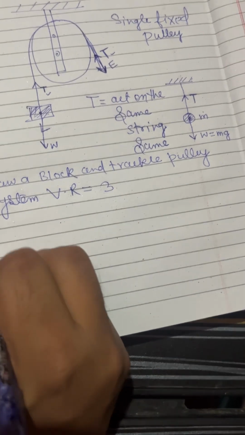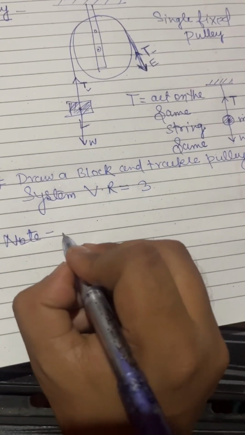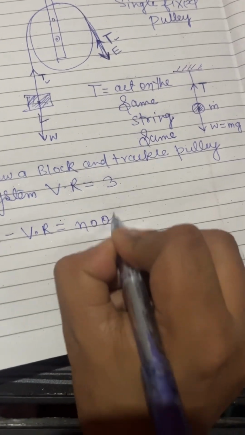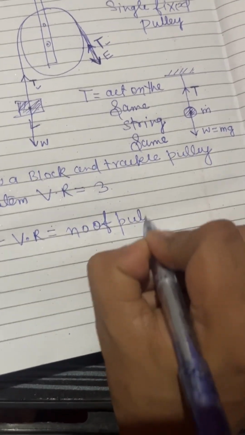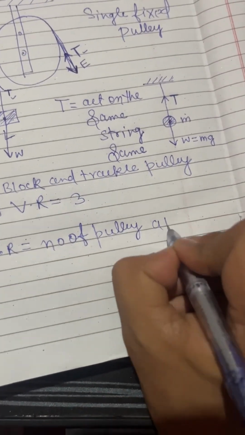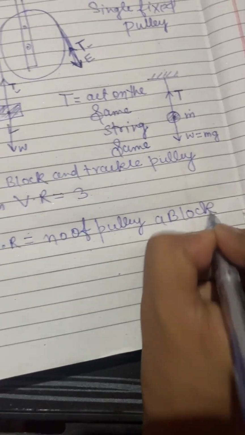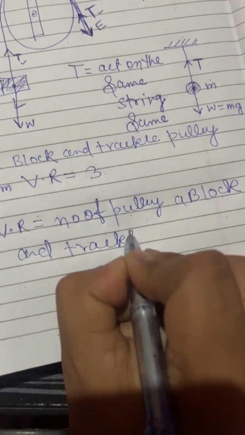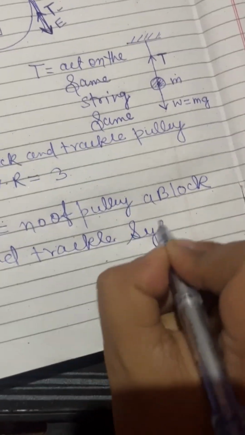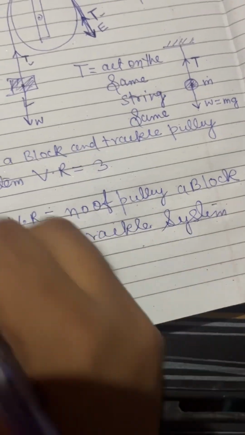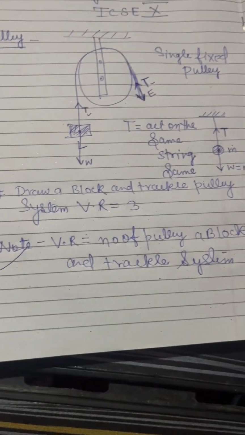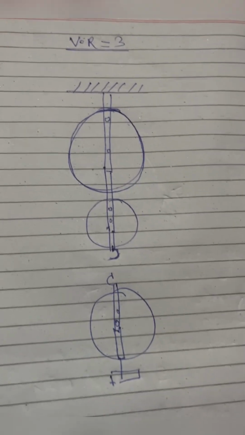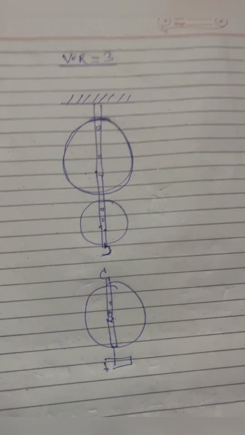The point to be noted for a block and tackle pulley system is that the velocity ratio is equal to the number of pulleys in the block and tackle pulley system. This is the key, golden concept to remember to construct a block and tackle pulley system. Now, dear student, this is the diagram of the block and tackle pulley system.